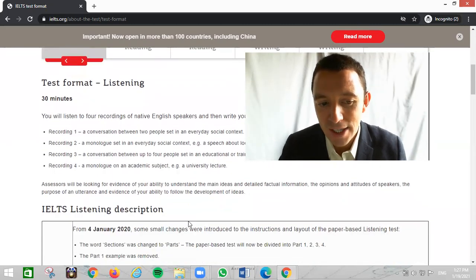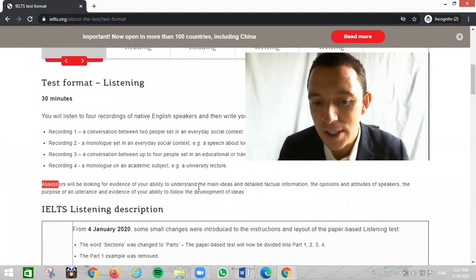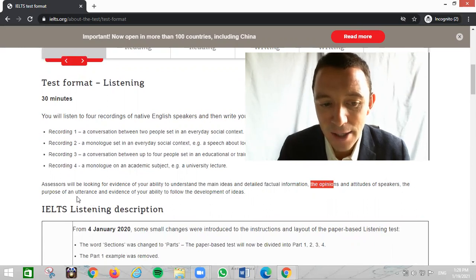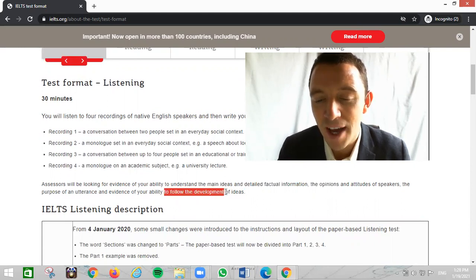And here they say the assessors will be looking for evidence of your ability to understand the main ideas and detailed factual information, the opinions and attitudes of the speakers, and the purpose of the speech, of the recording, and to follow the development of ideas.